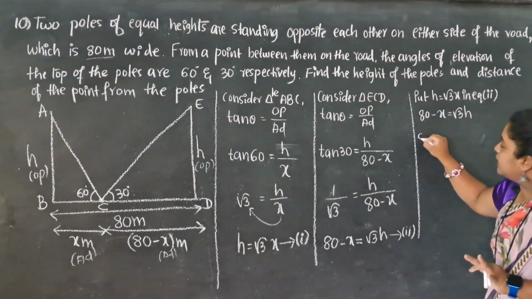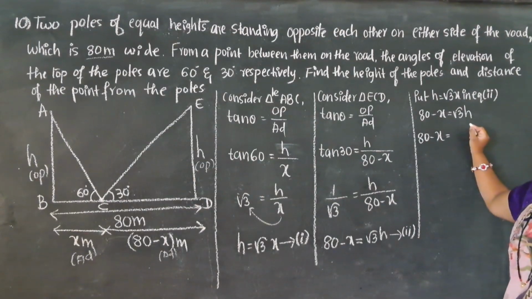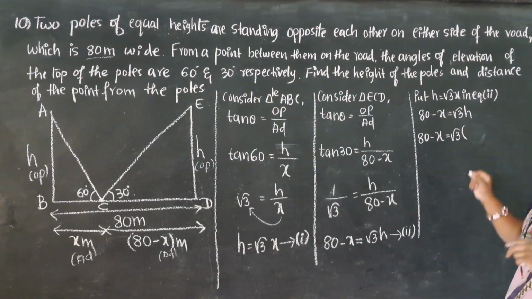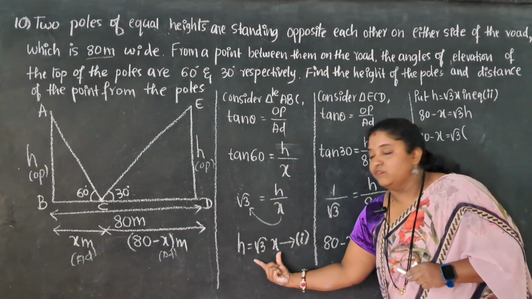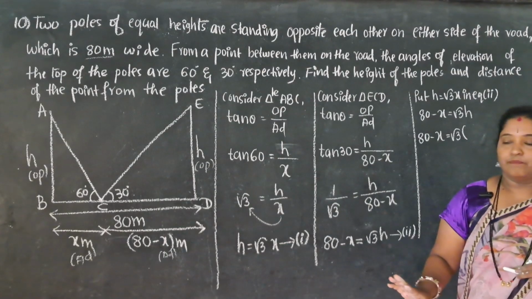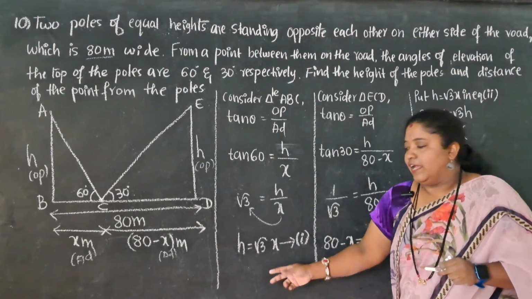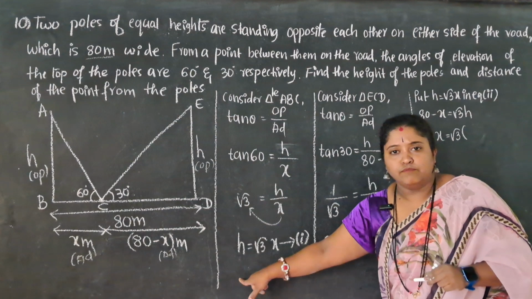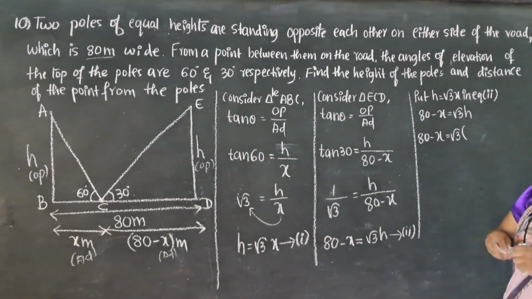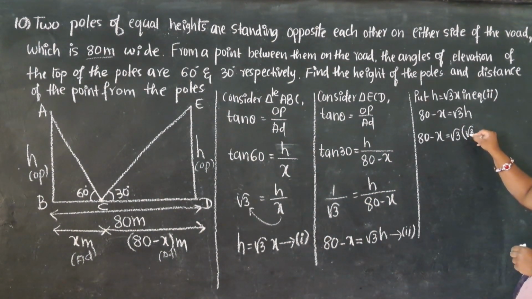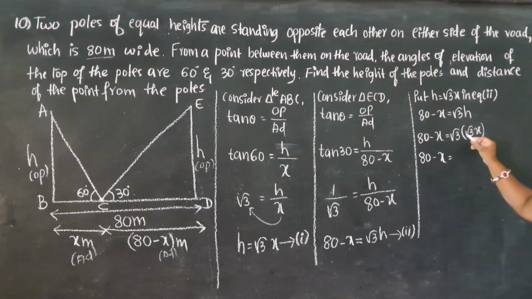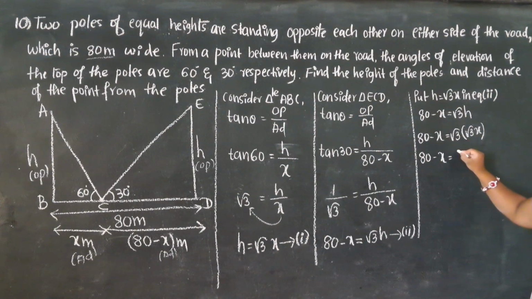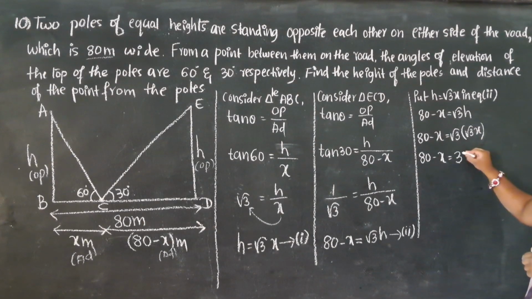Understanding? Now keep 80 minus x as it is, dears. Keep root 3 as it is. But now, instead of the value h, I am going to substitute root 3 into x. Why? Because both the values are equal to each other. In terms of root 3x, I can use h. In terms of h, I can use root 3x. One and the same. So now, instead of h, I'll be writing root 3 into x. I hope it is clear. Now, 80 minus x is equal to, use your common sense here, root 3 into root 3 is nothing but what? 3x. Yes or no, dears?